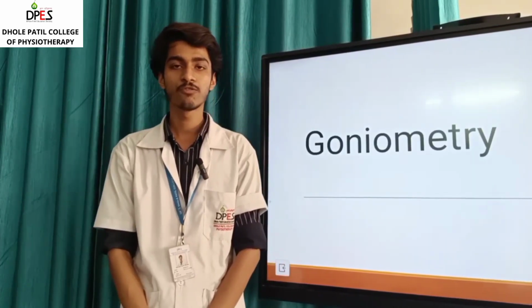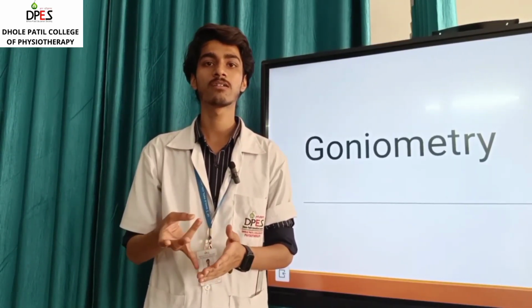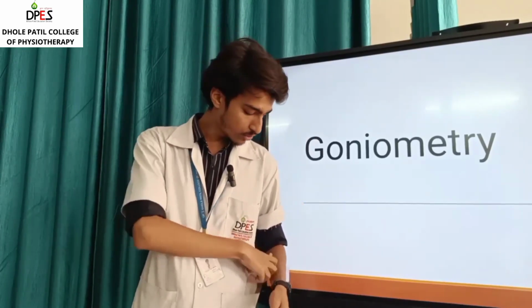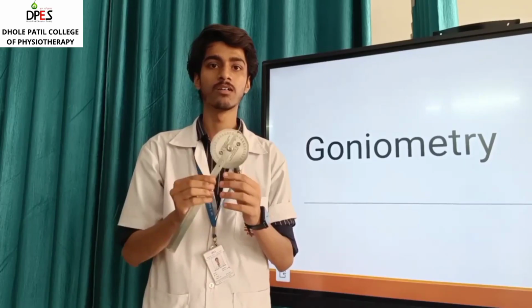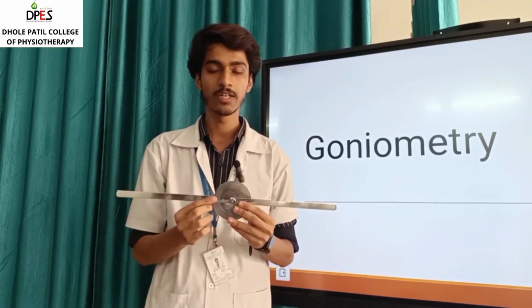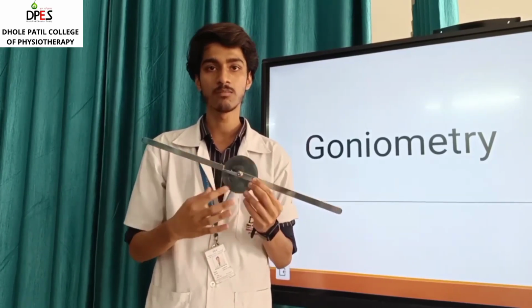So there are basically four types of goniometer: universal goniometer, pendulum goniometer, gravity dependent goniometer and inclinometer. So today we are going to use universal goniometer. This is a full body universal goniometer. This is the fulcrum. It has a stable arm and a movable arm, and this is the body.